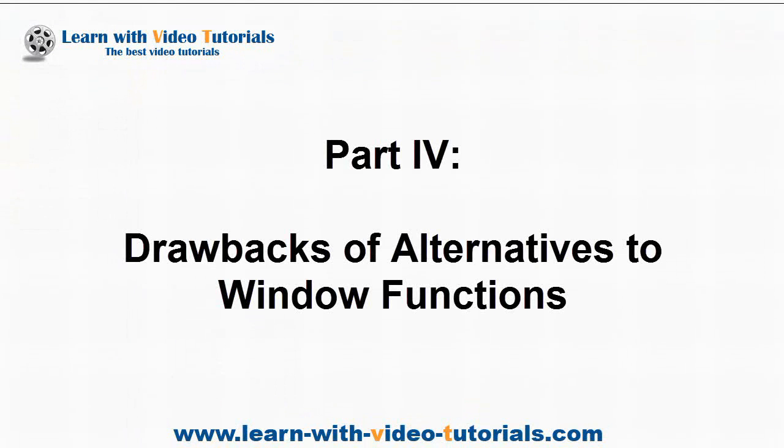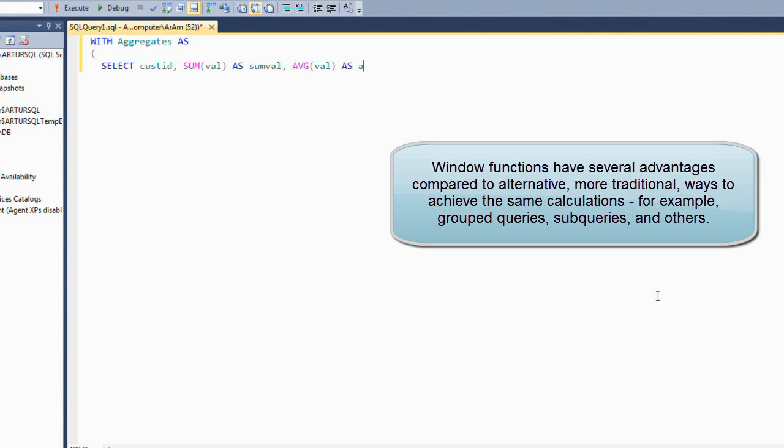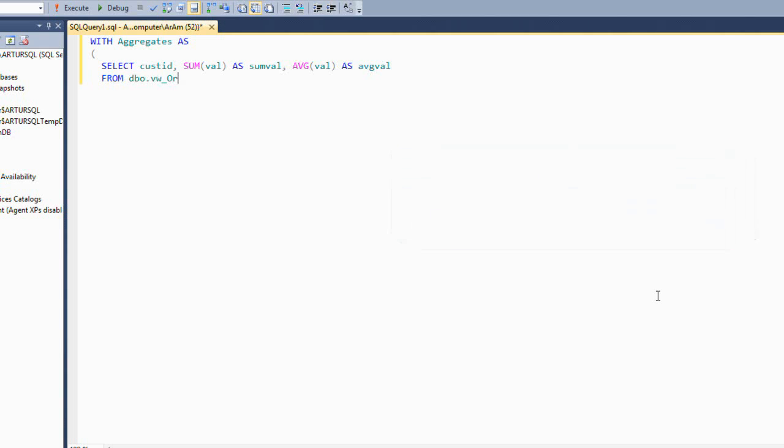Part 4, Drawbacks of alternatives to window functions. Window functions have several advantages compared to alternative, more traditional, ways to achieve the same calculations, for example, grouped queries, subqueries, and others.